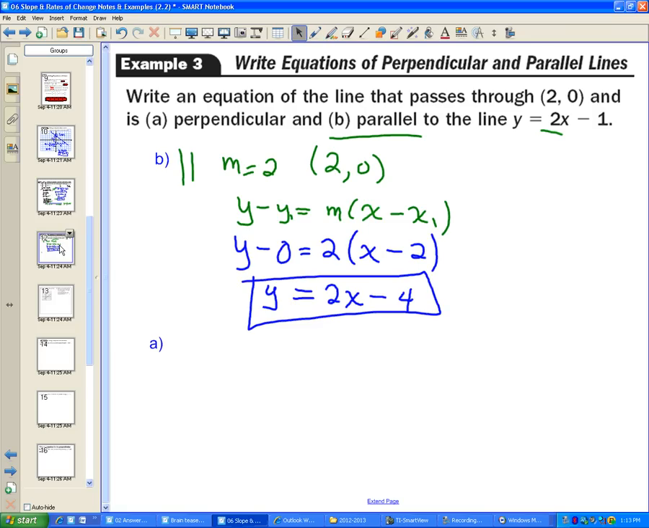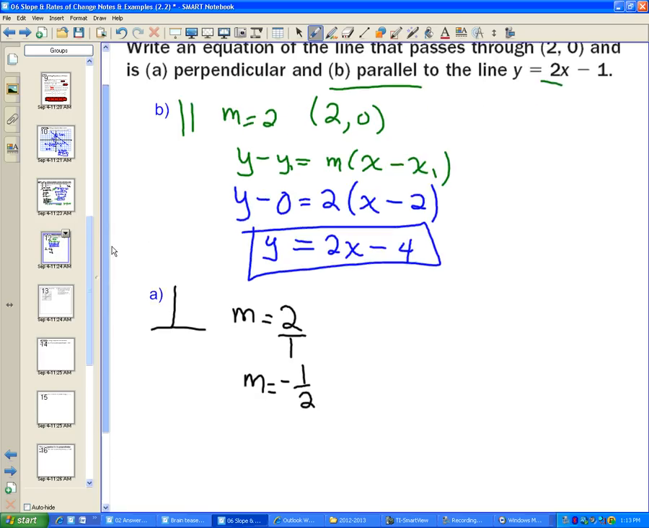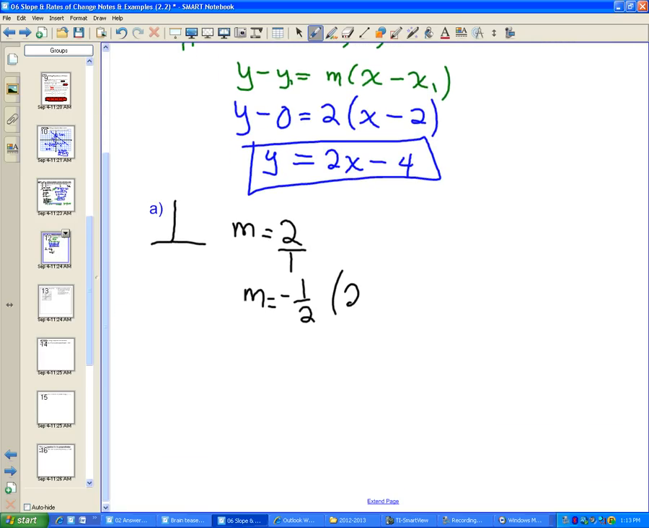That's parallel. What about perpendicular? Well, remember, in perpendicular, I want my slope to be the negative reciprocal. My given slope is 2. Well, the reciprocal would be 1/2, and the negative of that is negative 1/2. So I want a line that goes through the point (2, 0) and has a slope of negative 1/2.